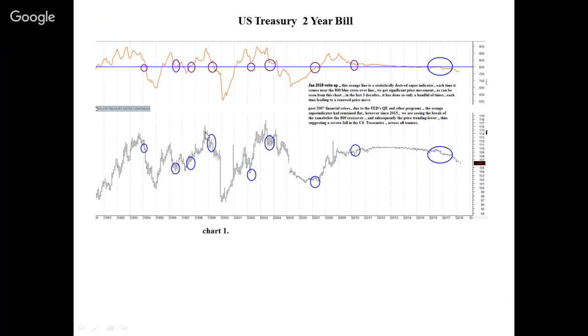Okay. So basically, whenever it comes near the 800 level, it foretells us that please be careful in the market. There's going to be a large move coming, either a change of direction move or a move in the direction of the prevalent trend.